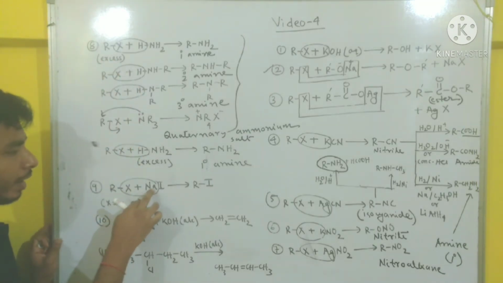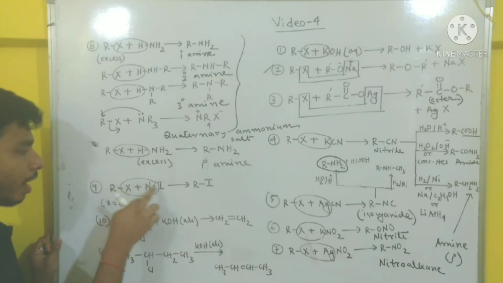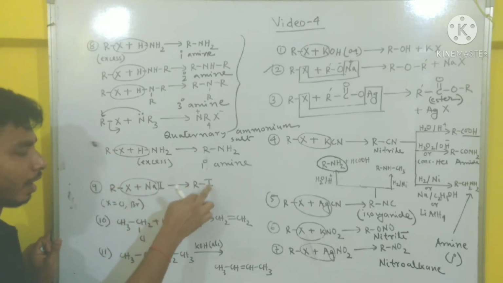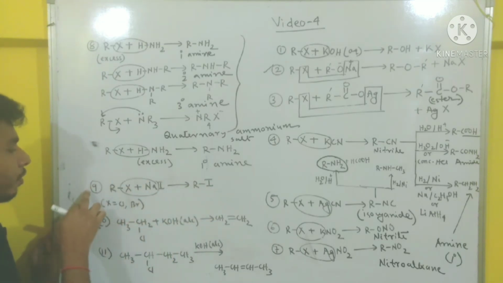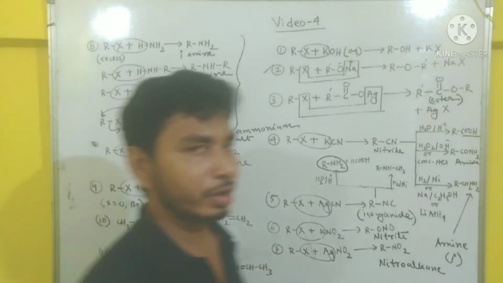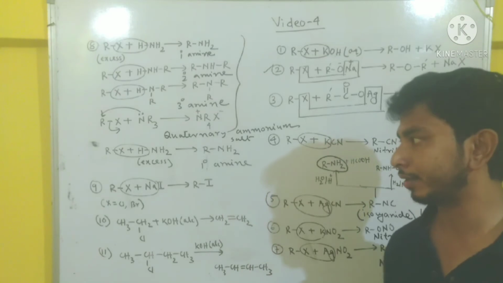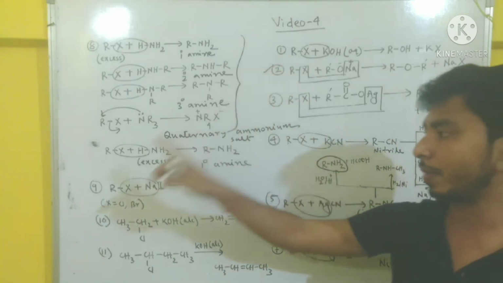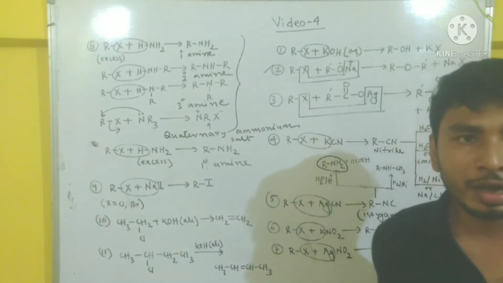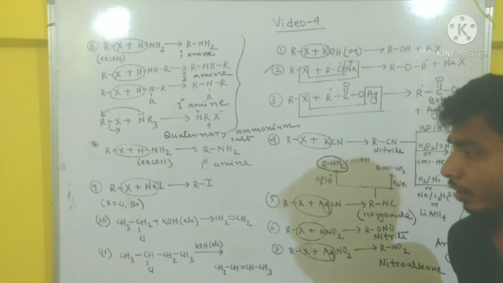Next reaction is with NaI. So NaX, X is removed. So R and I, it is RI, that is alkyl iodide. So up to the reaction number 9, number 1 to number 9, these reactions are nucleophilic substitution reactions. Number 1 to number 9 falls under the category of nucleophilic substitution reactions.